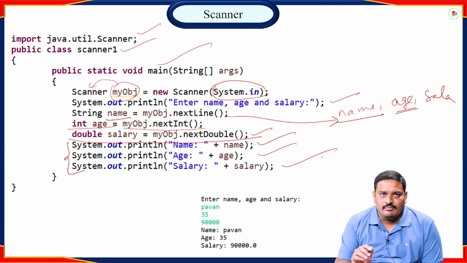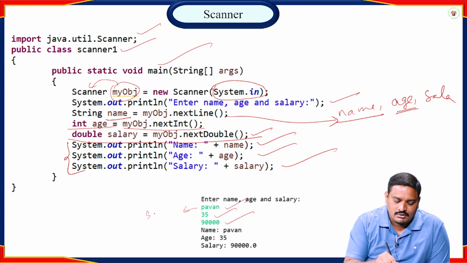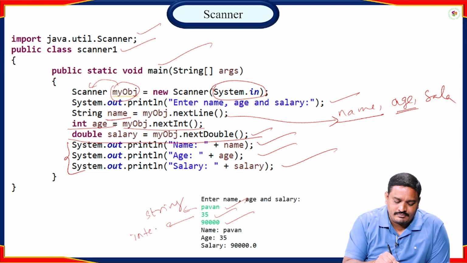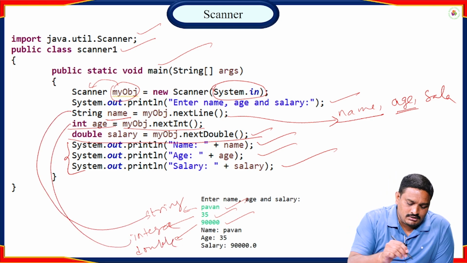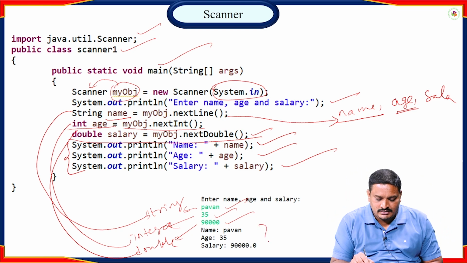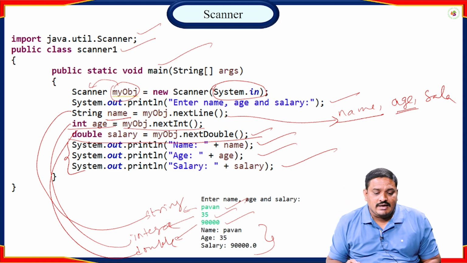In this example, I will give the input as Pavan 35 90,000. This one is a string, 35 is an integer type, and 90,000 is a double type. That's why I am using this one, double. Finally, we get these three parameters. That is the Scanner class.